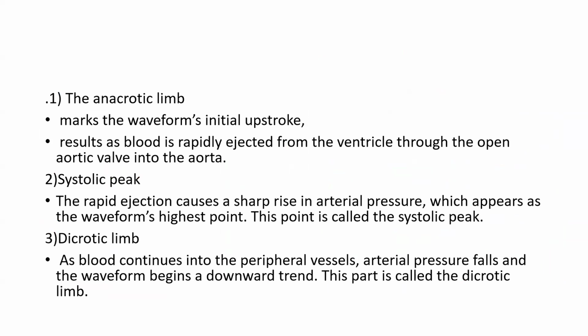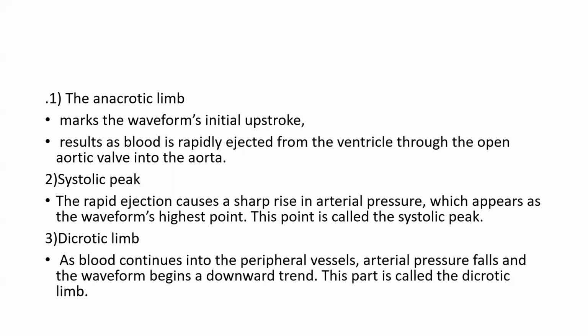What is the anacrotic limb? It marks the waveform's initial upstroke. It results as blood is rapidly ejected from the ventricle through the open aortic valve into the aorta. Then the systolic peak: the rapid ejection causes a sharp rise in arterial pressure, which appears as the waveform's highest point, and this point is called the systolic peak.